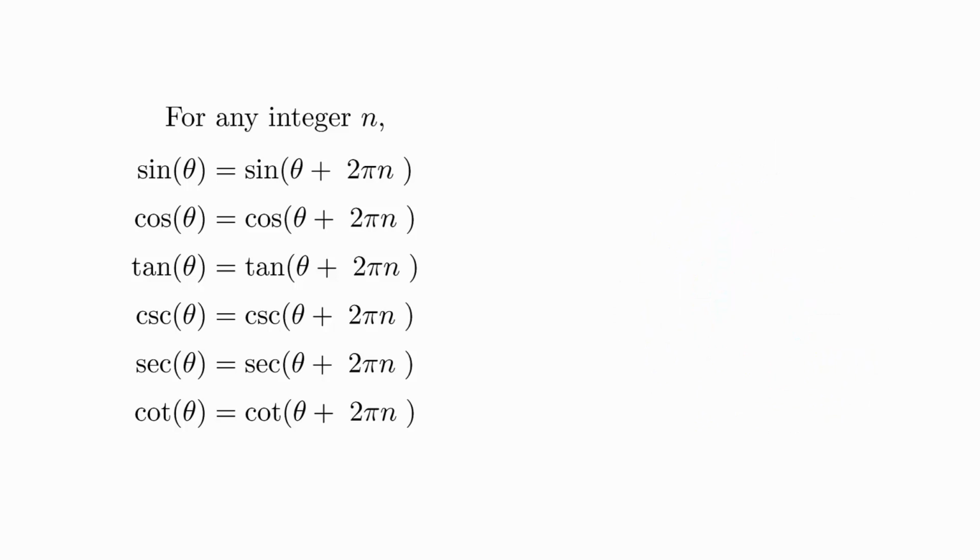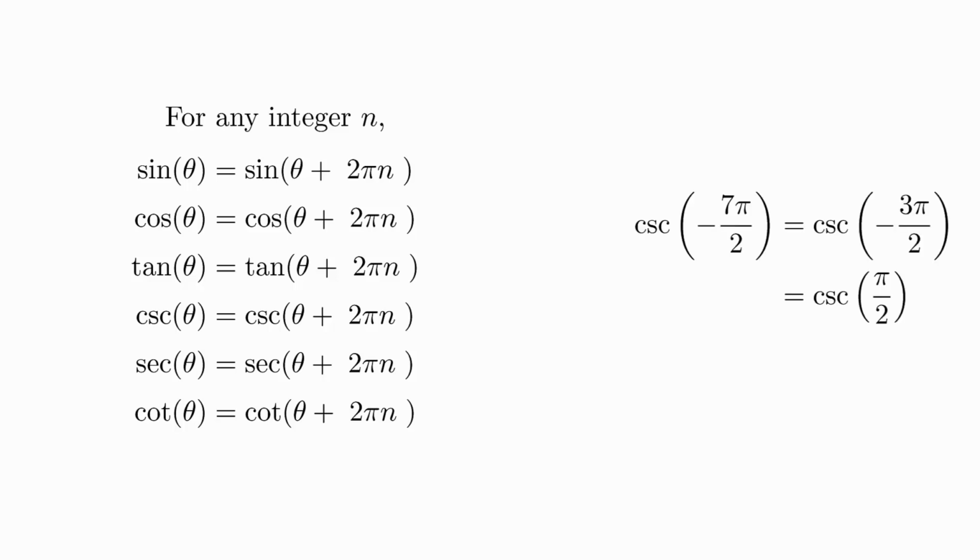When evaluating the trigonometric functions, this relationship allows us to change the angle by multiples of 2 pi without changing the value of the function itself. This lets us adjust the angle so that it's back between 0 and 2 pi, so that we can use the angles on the unit circle diagram that we had earlier. For example, to compute cosecant of -7 pi over 2, we can just keep adding multiples of 2 pi until we get to a familiar value.